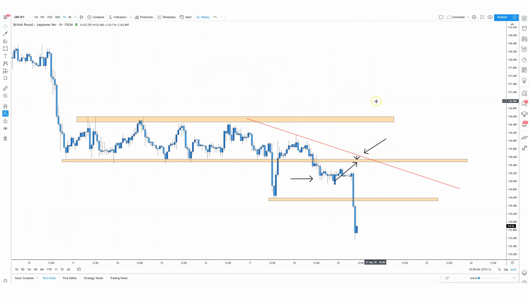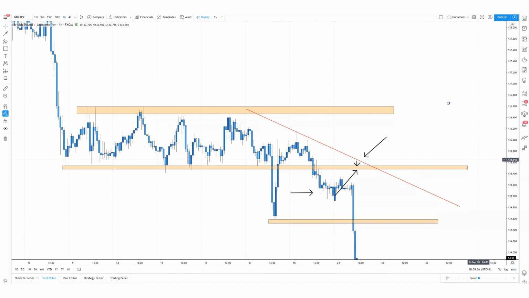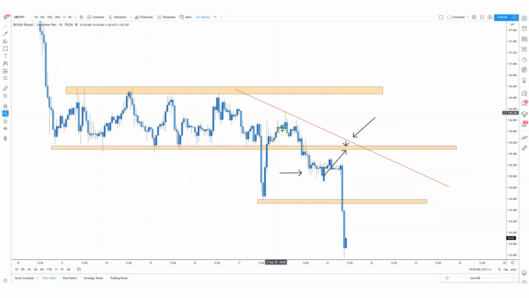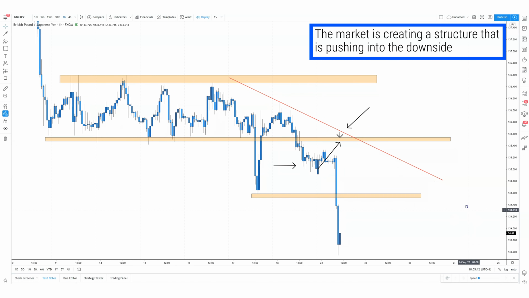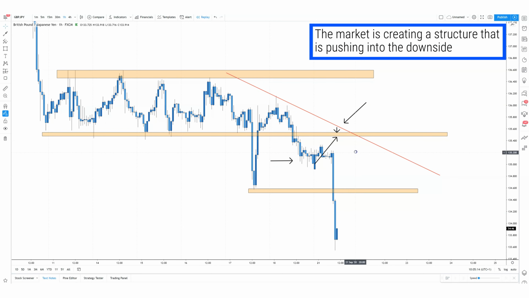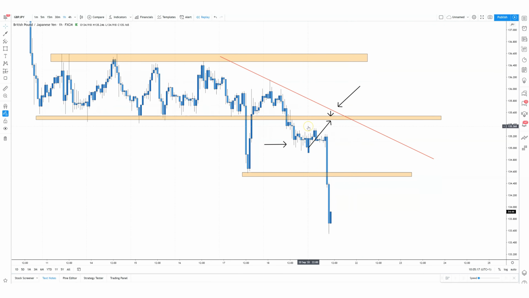Let's take a look at pound yen. So what did we say about pound yen yesterday? Well, we said, what is the market doing? The market is creating structure that is pushing to the downside. We said we look for the market to pull back into some of these key levels. When we took the analysis yesterday, you can see it was in and around this level here.